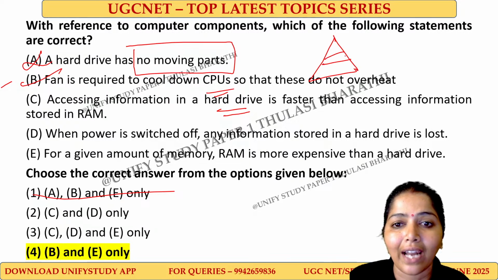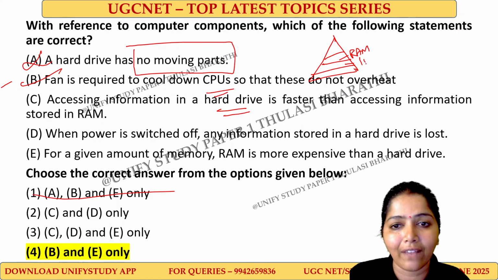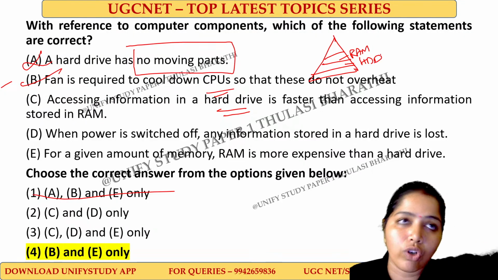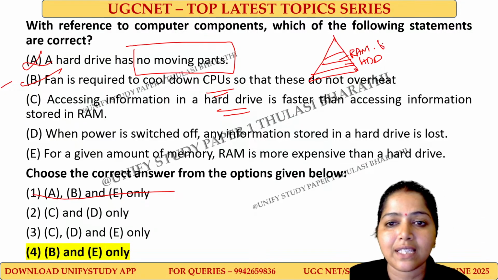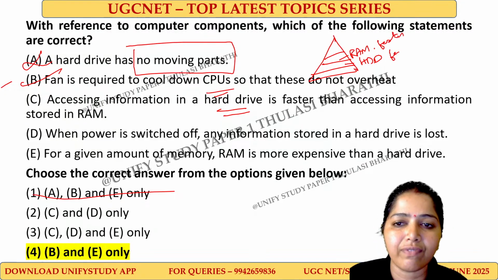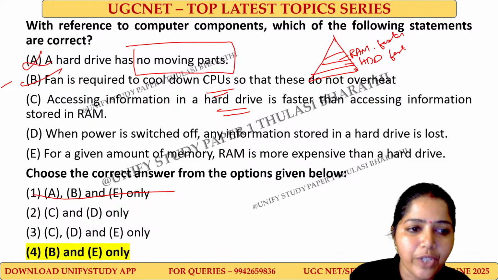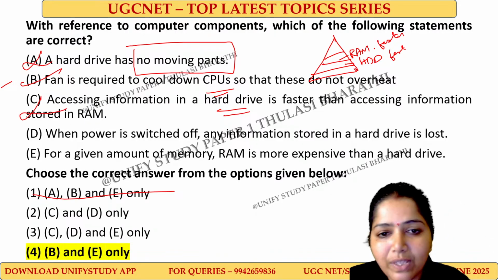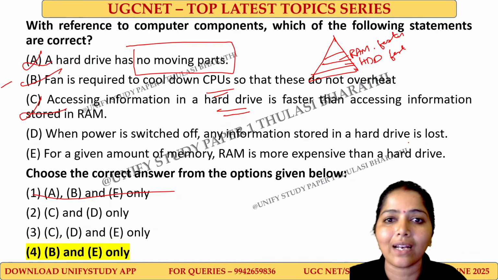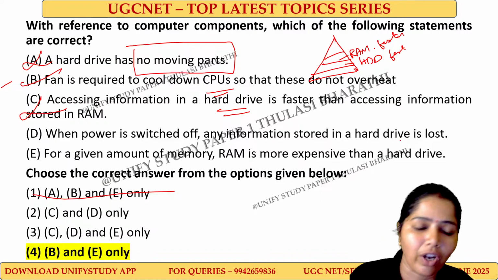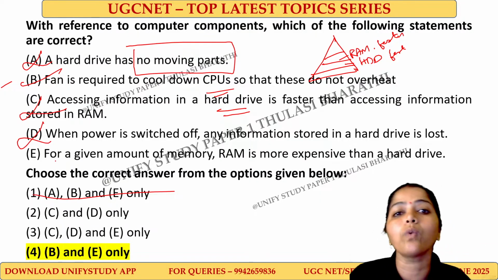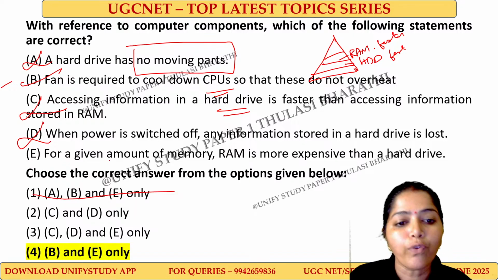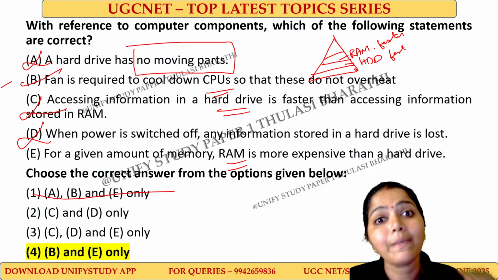Here we have the RAM, and here we have that device, hard drives. So accessing information is faster as it goes up the hierarchy, this is faster and this is simply fast. So this option we can eliminate. When the power is switched off, any information stored in the hard drive is lost. No, it will not erase. It is non-volatile in nature. We can eliminate.